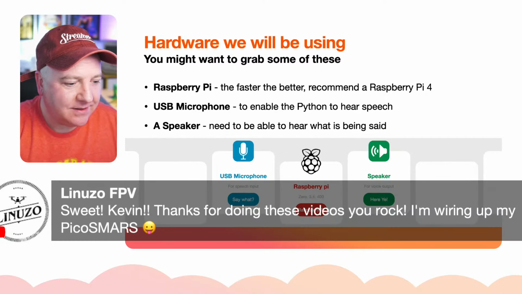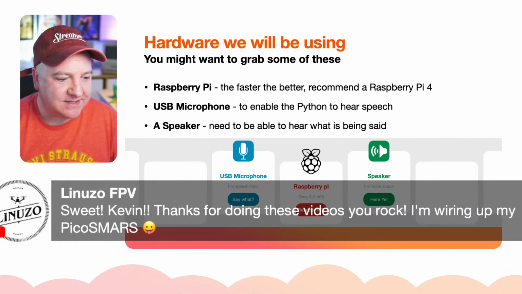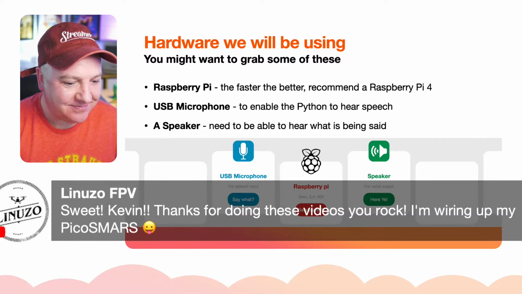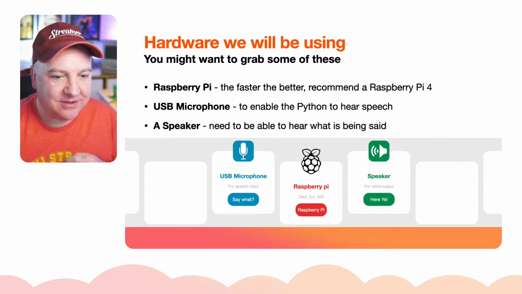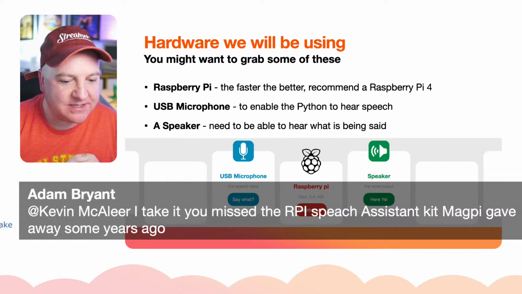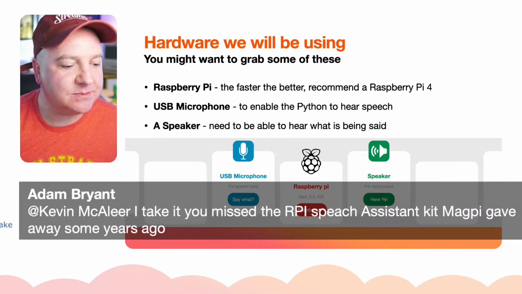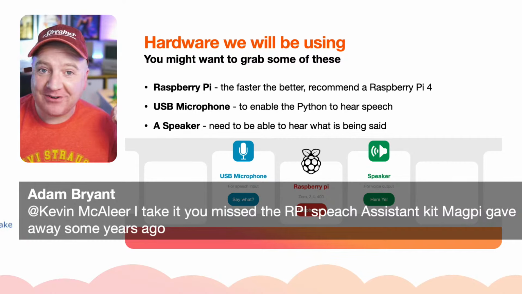And Lunos FPV says, "Sweet Kevin, thanks for doing these videos, you rock, and wiring up my Pico Smiles. Awesome." Good, good. So you said, take it you've missed the RPI speech assistant MagPi giving away some years ago. I have one of those in my drawer.